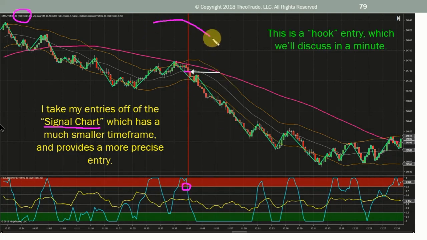Remember, the overall trend was still heading to the downside, yes? And we're just looking for a better, more accurate way to enter. This is why we use a technical system. So this is a hook entry, which we'll discuss in a minute in more detail.